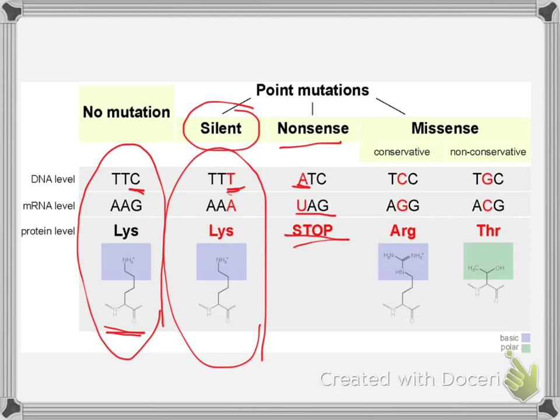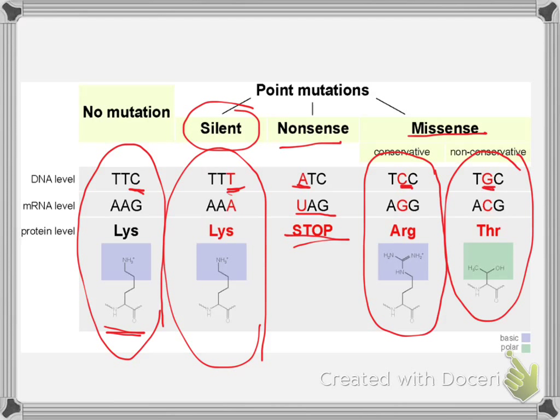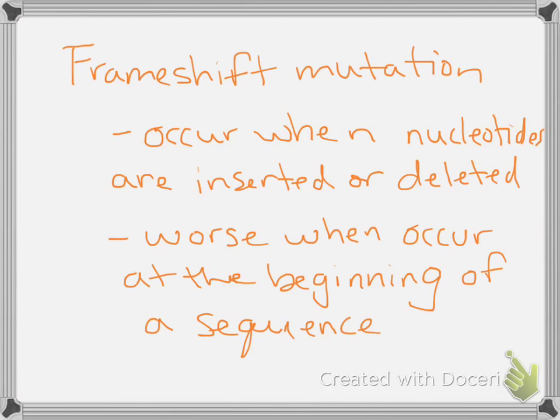So what happens here is that the T got changed to an A, which codes then for UAG, which says stop. And then we have a missense, which is the T in the middle becomes a C, and we get a totally different amino acid. And then here we have the G instead of the T. Again, a totally different amino acid. And this is the same type of amino acid, but not the same. This is a totally different type.